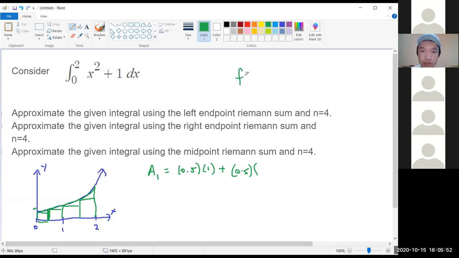Where f of x is x squared plus 1. So to find the y value, you just have to plug in the x value. Like for example, this is 0.5 for x. You just have to plug this x value into the given equation here.